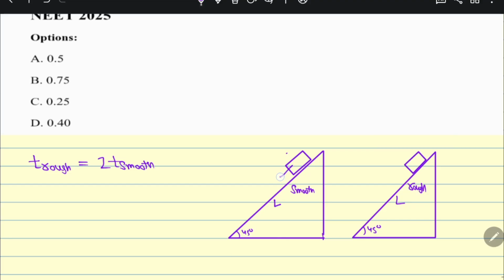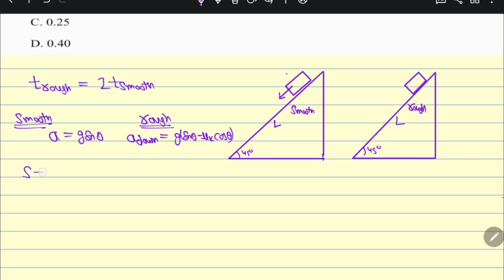So here you see that for the smooth surface, acceleration is g sine theta. For the rough surface, they are coming downward, so their acceleration is g sine theta minus mu k cos theta, right? And one more thing, s is equal to ut plus half at square. They are coming downwards, so initial speed is 0. So s is equal to half at square.